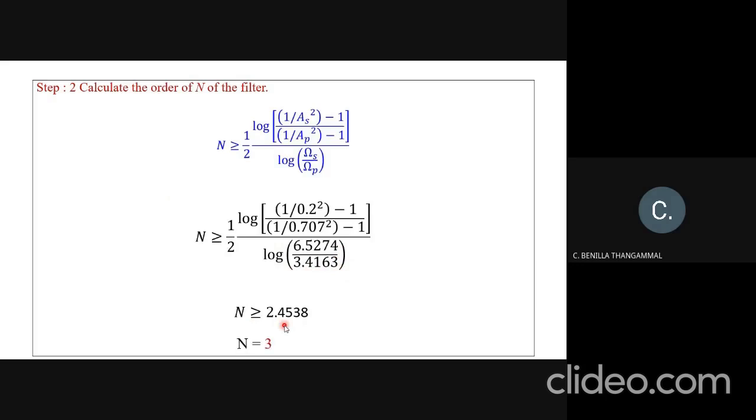2.4538, you have to take your n value as 3. You shouldn't round off. If you round off, the value is going to be 2. So here you shouldn't round off. You have to take the next largest value. Even if your value of n is 2.01, you have to take your n value as 3.